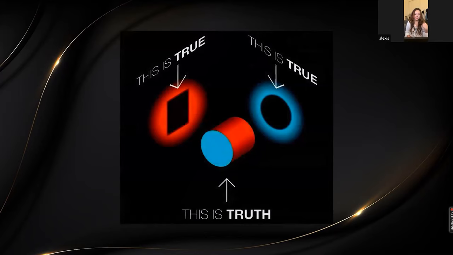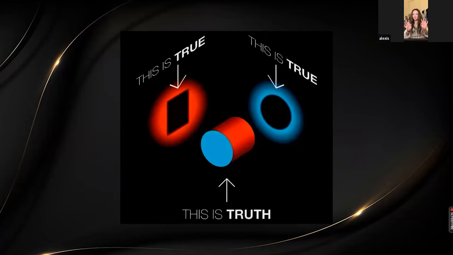This is a very good image representation of what I just mentioned about dimensional loss. You see this cylinder in the middle. It's a three-dimensional cylinder. It's got a length, it's got a width, and it's got a height. So that is truth. But if you're only able to perceive it through its two-dimensional shadows, you'll either see it as a circle or a square.